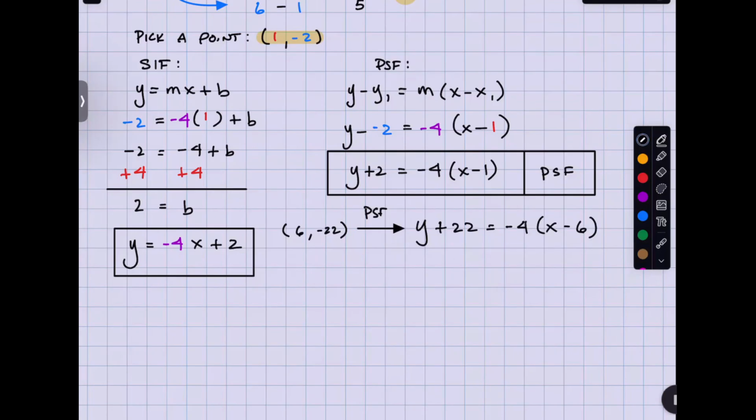So if it was multiple choice and it wanted point slope form, chances are both of these are going to be one of the choices. Okay? So again, the signs are flipped.